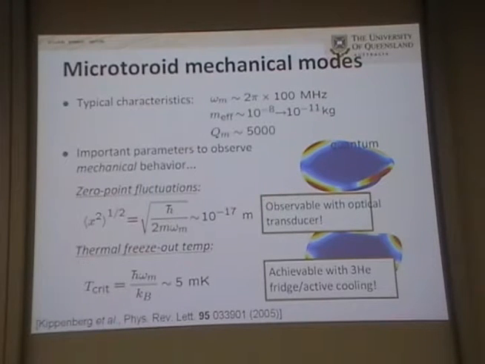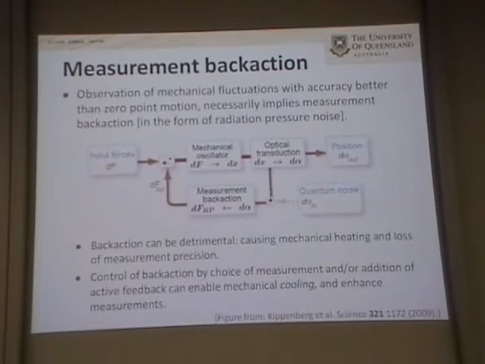The only exchange gas you can choose is helium 3, which becomes superfluid at 300 millikelvin. So you can't have any fridge which goes below 300 millikelvin, at least that I know of. So we have a helium 3 cryostat, which gets us down to 300 millikelvin, and the idea is to use some sort of active cooling, the kind of stuff they do with ions or with atoms, to cool further.